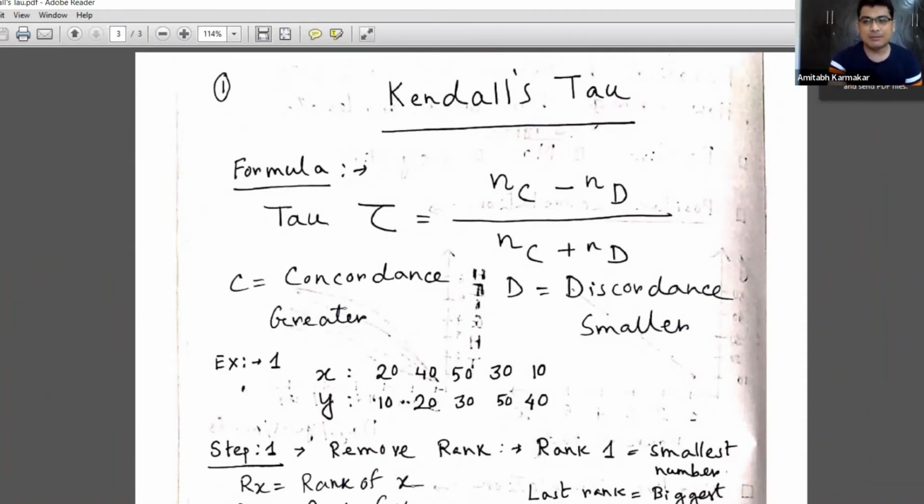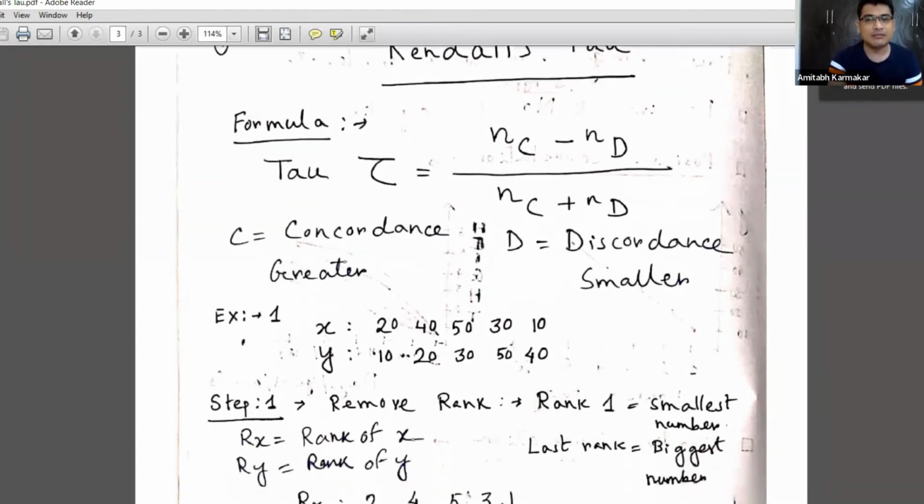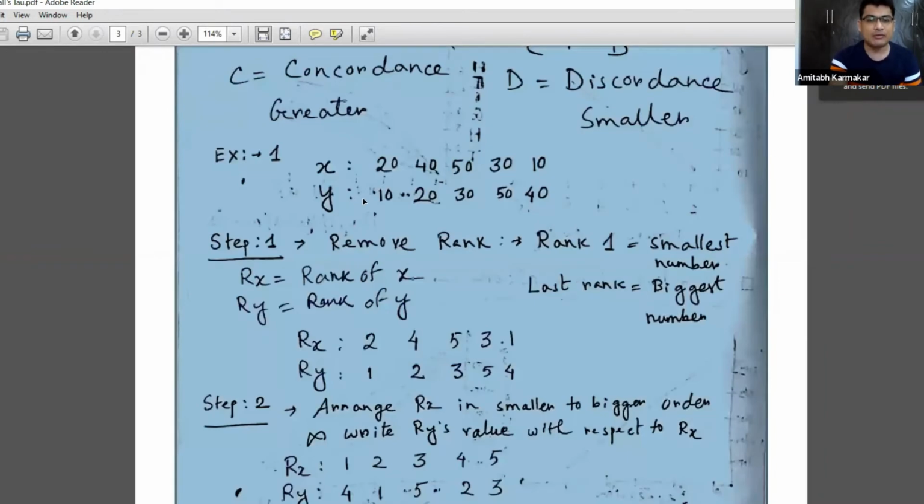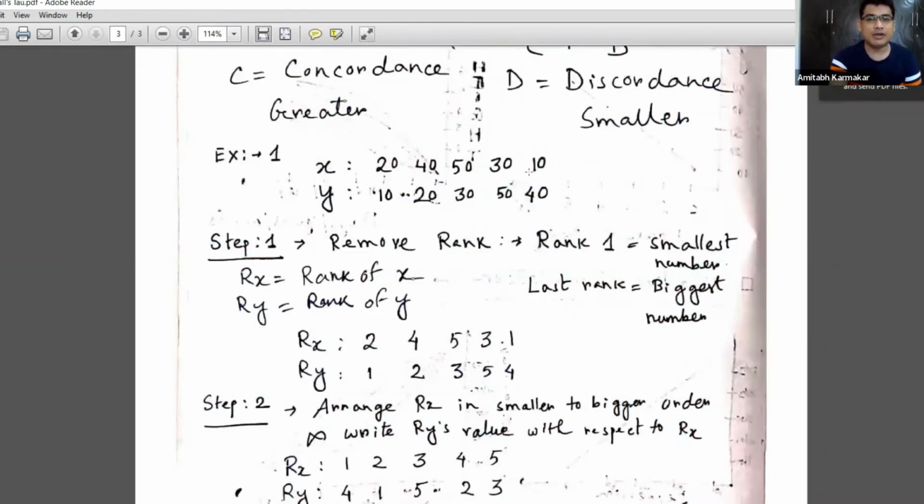Now, example: this is how your exam question will be given to you. X and Y will be given, with values 20, 40, 50, 30, 10, and 10, 20, 30, 50, 40. And you will be asked to solve Kendall-Stowe based on these values. Got it? So step 1, the very first step, you need to find the rank for both Rx and Ry.